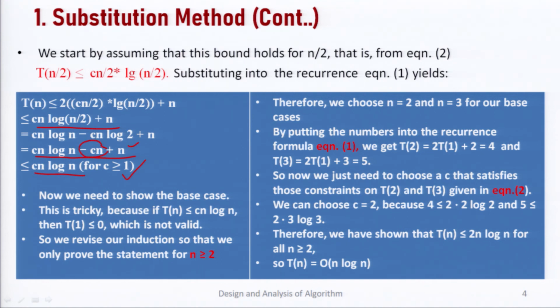So what will happen if we remove these two terms? Definitely the overall expression will be less than this expression. So finally what do we get here? Here we get T of n is less than C n log n, sorry, C n log n.